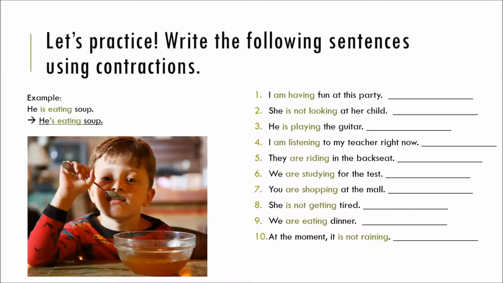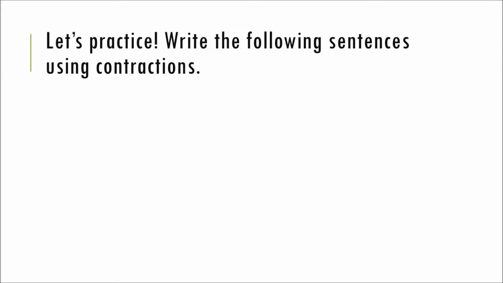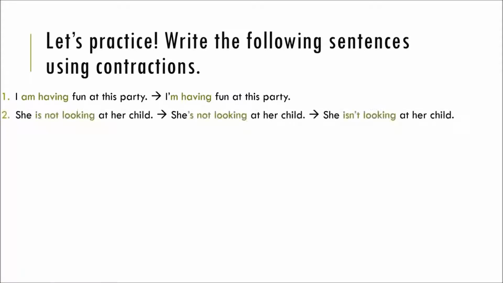All right, hopefully you had time to answer some of the questions. Let's go over your answers. I am having fun at this party becomes I'm having fun at this party. She is not looking at her child becomes she's not looking at her child, or she isn't looking at her child. Once again, you have two options for the negative contraction.